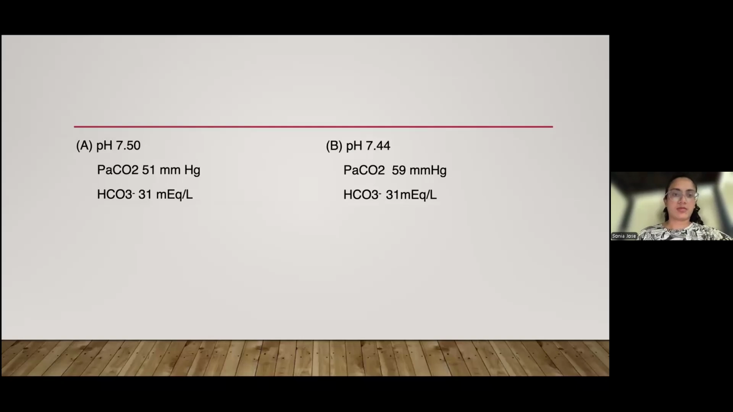PaCO2 also increased. So what happens to the pH when PaCO2 increases? It will bring it to normal. Yes, pH will increase so that the pH will come to a normal range. So it is a partially compensated metabolic alkalosis.